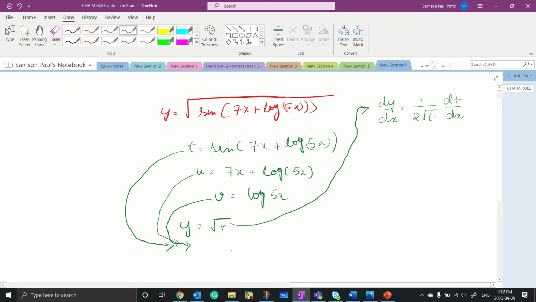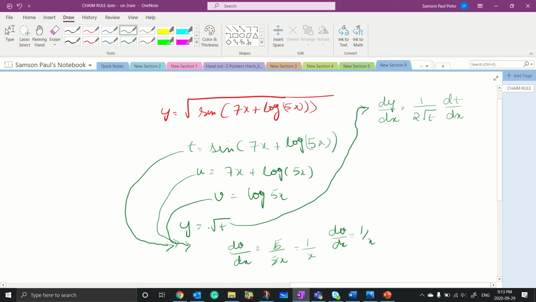So first let me find out dv by dx. That is nothing but 1 by 5x into differentiation of 5x, that is 5. So 5 will get cancelled and you'll get 1 by x. So dv by dx equal to 1 by x.